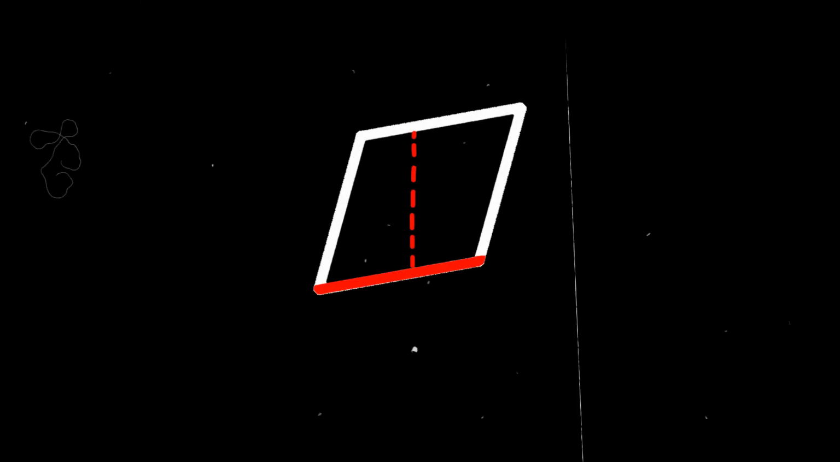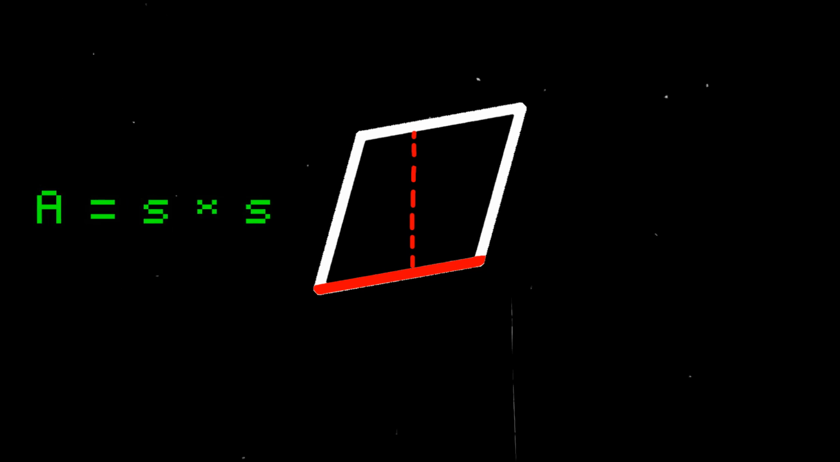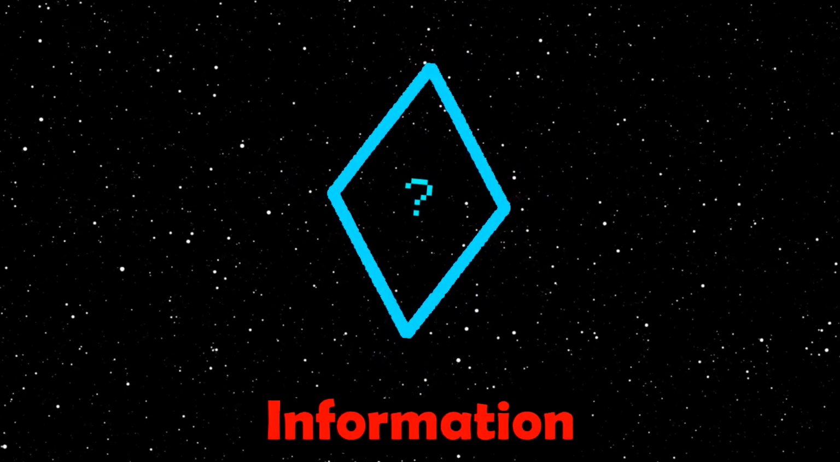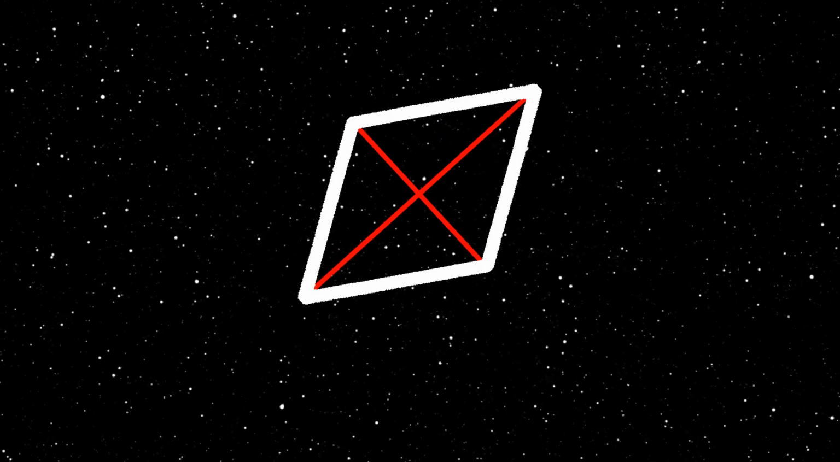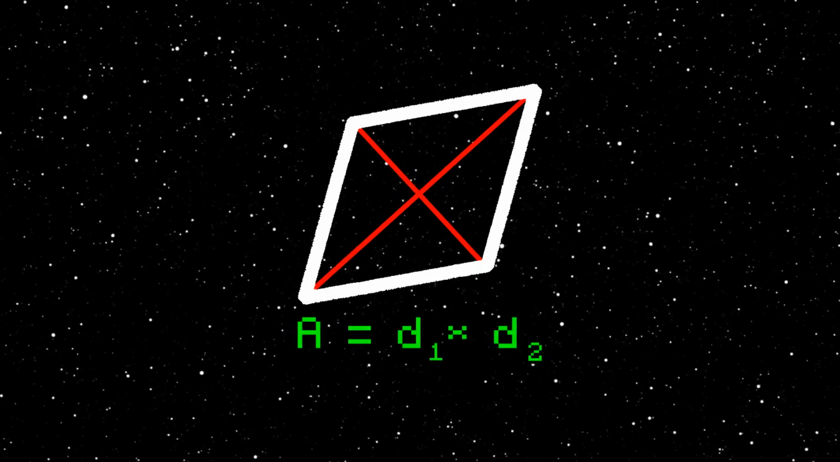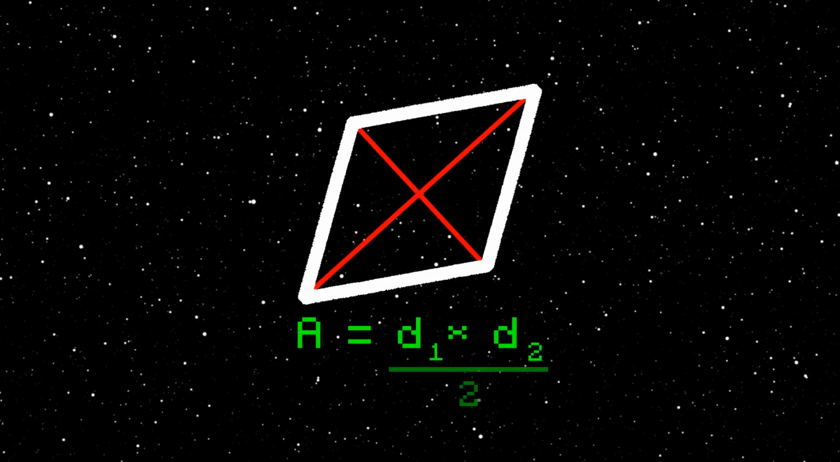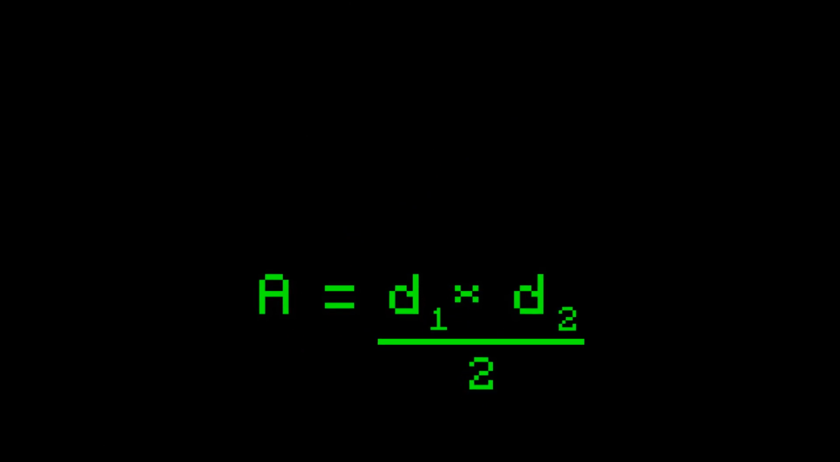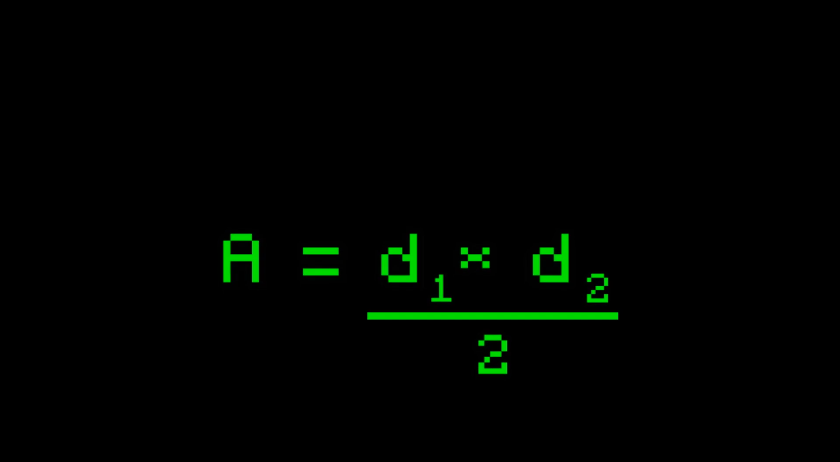If you have the base length and height of the rhombus, you can just take side times side, because all sides in a rhombus are equal. Now let's go over how you can solve the area of a rhombus with the second piece of information, which is when you have the length of the 2 diagonals. All you need to do to figure out the area is to multiply both the diagonals and then divide it by 2. This formula is expressed as A equals D1 times D2 divided by 2.